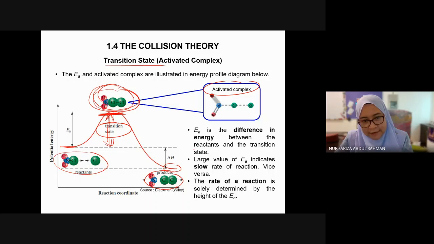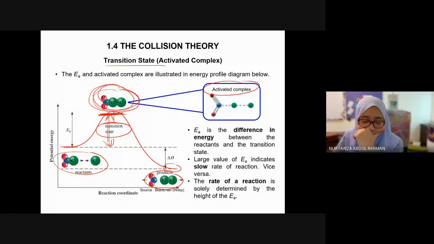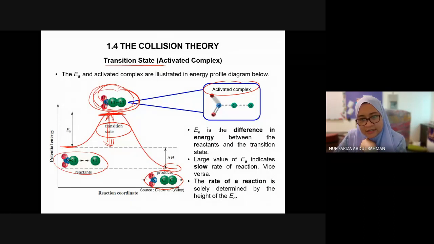Adam. Yeah. At the transition state, its energy is the highest, right? Yeah, the highest, because it is at the peak, the very top. Later we will look at the characteristics of this transition state. So EA is the difference in energy between the reactants and the transition state. So this is EA. The statement is indeed correct.